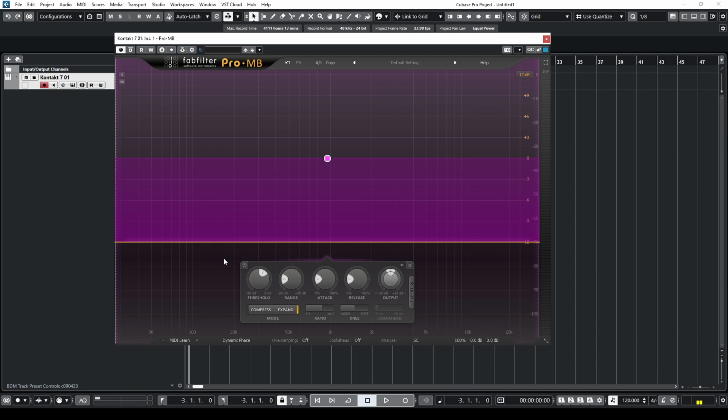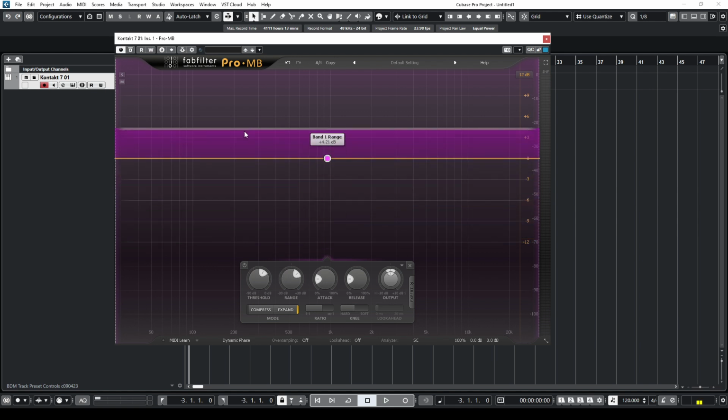And then probably, if you're paying attention here, you can guess upward expansion takes the signal above the threshold and moves it even farther away from the threshold, making louder parts even louder. So anyway, that's these concepts in a nutshell.